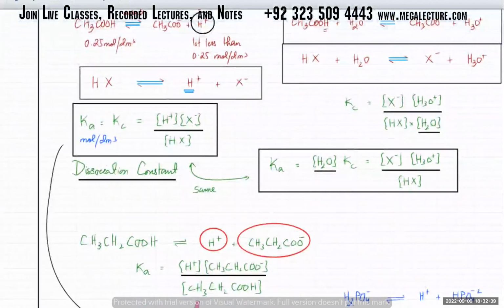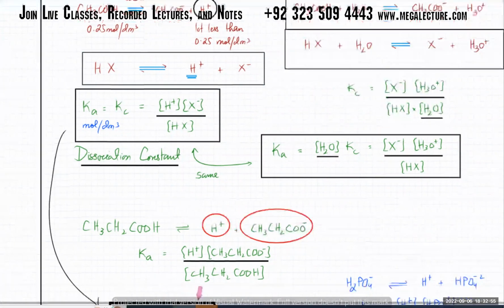It's constant for every acid. I'm just saying that if there is an acid, it's obviously a constant. It's not going to change. And every acid has a different Ka value. It's not going to be constant for every acid. Some acids will ionize more. Some acids will ionize less.